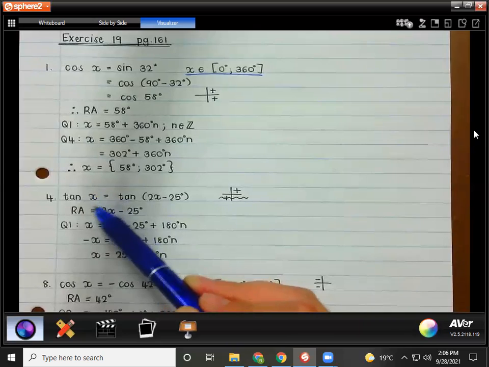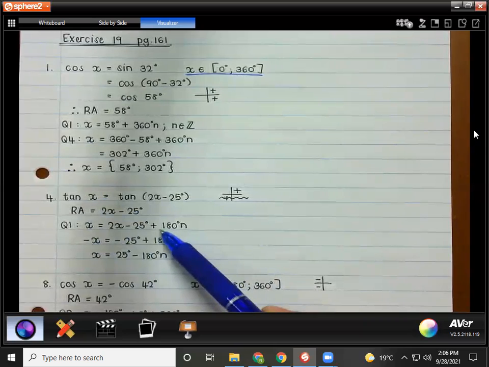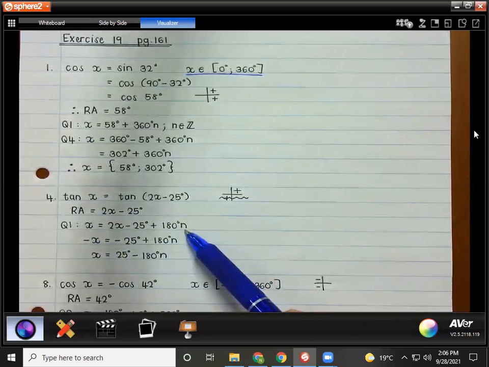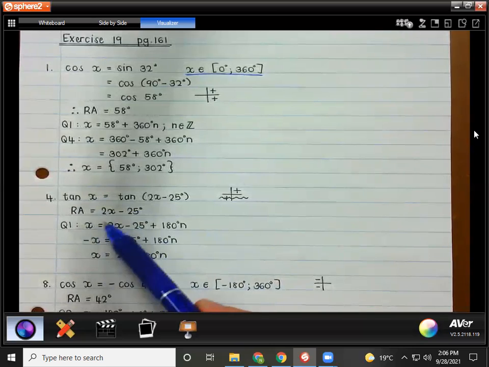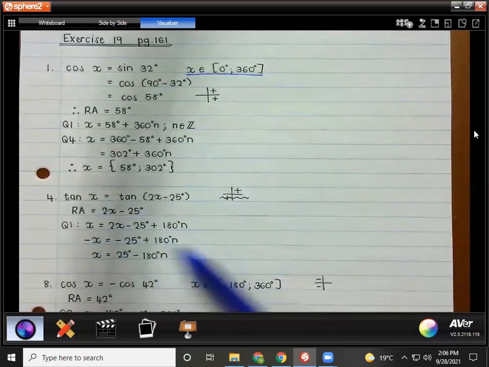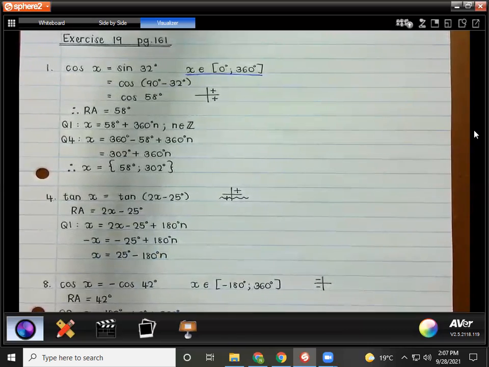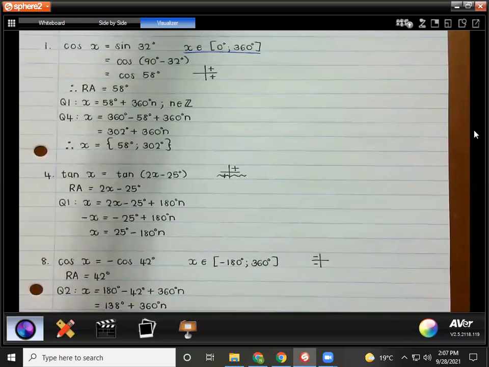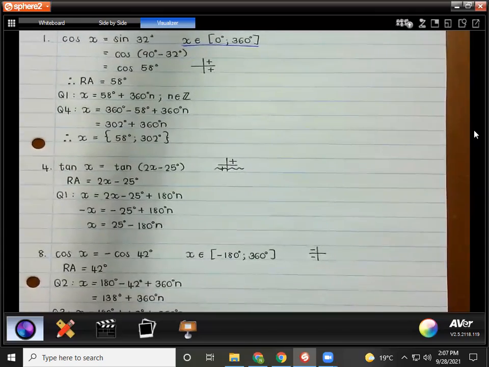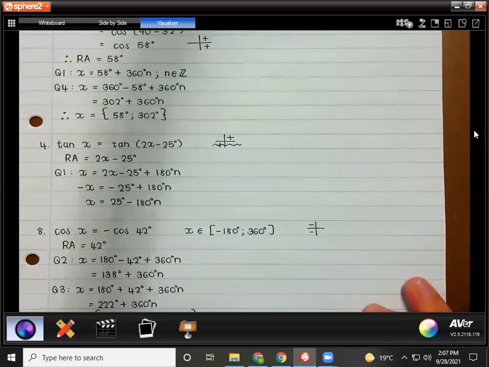So you're going to say this angle x is equal to the reference angle, which is 2x minus 25, plus 180n because it's tan. Then you move that 2x over, it's going to become minus 2x. So x minus 2x is negative x. And now, guys, we haven't actually done an example like this before, but I hope you were fine. You just have to divide through by -1, right? So then you get x equals positive 25 minus 180n. And for that one, I think they just asked for the general solution. Any questions on 4?